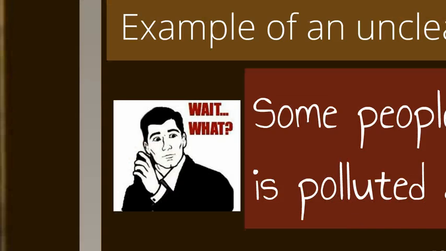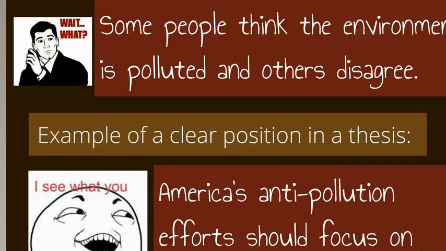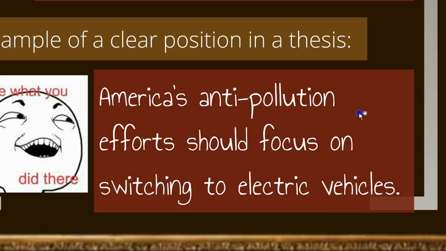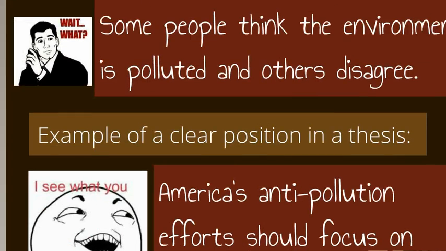On the other hand, here's an example of a clear thesis position. America's anti pollution efforts should focus on switching to electric vehicles. There's no doubt of what this person is trying to convince us of. What they did is make a very specific claim and have a very clear position. They're going to tell us how and why we should focus on switching to electric vehicles.